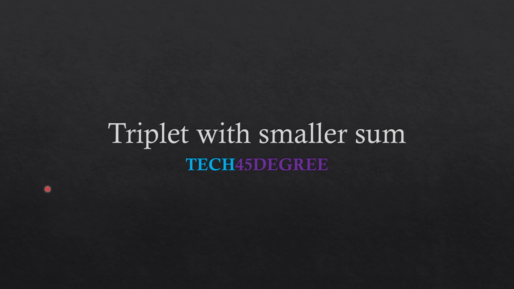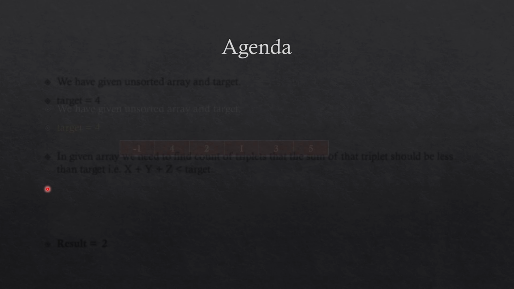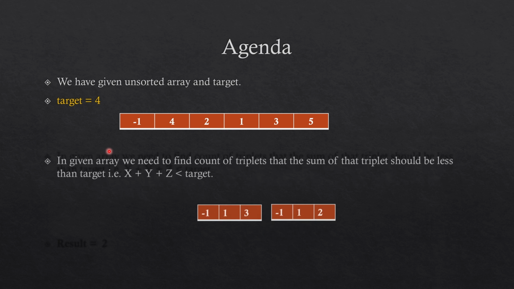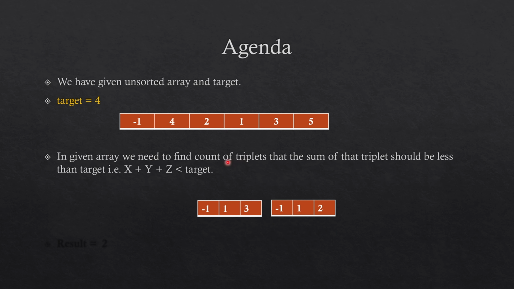In this video we will try to solve the problem that is triplet with smaller sum. We are given an unsorted array and a target. The target is 4, and the unsorted array contains some elements in unsorted order. In this given array, we need to find the count of triplets, such that the sum of that triplet should be less than the target.